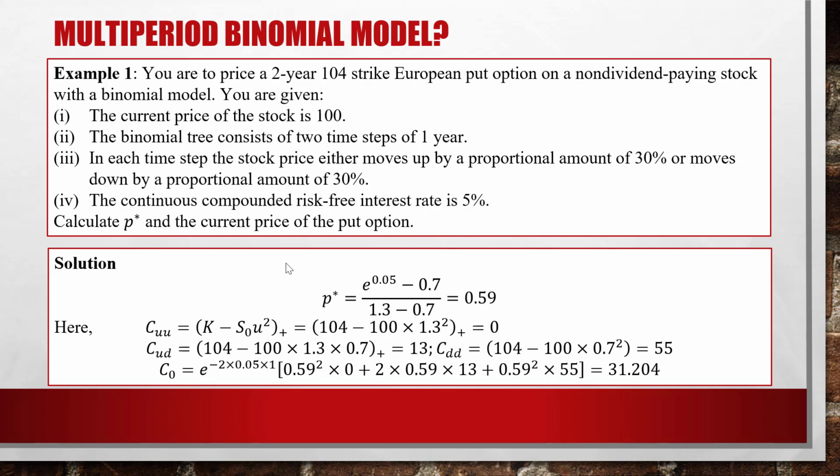We can use the formula of the initial payoff to calculate the current price of the put option. So we get C0 is equal to e to the minus 2 times r times h, times 0.59 squared, this is p star squared, times Cuu, which is 0, plus 2 times p star times Cud, plus 1 minus p star squared times Cdd, and we get 31.2.